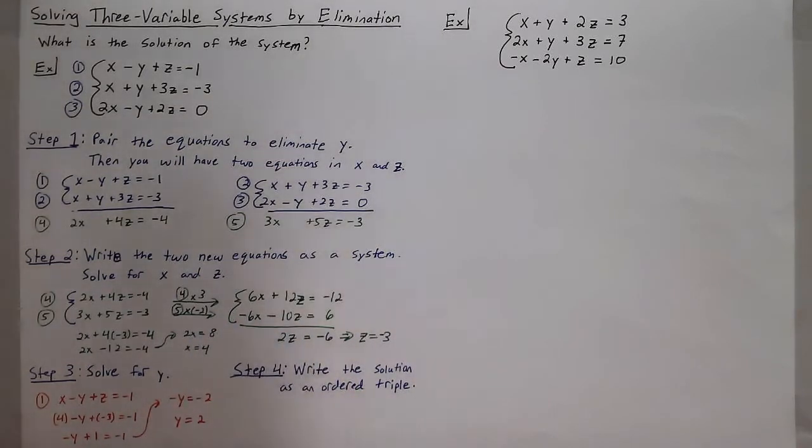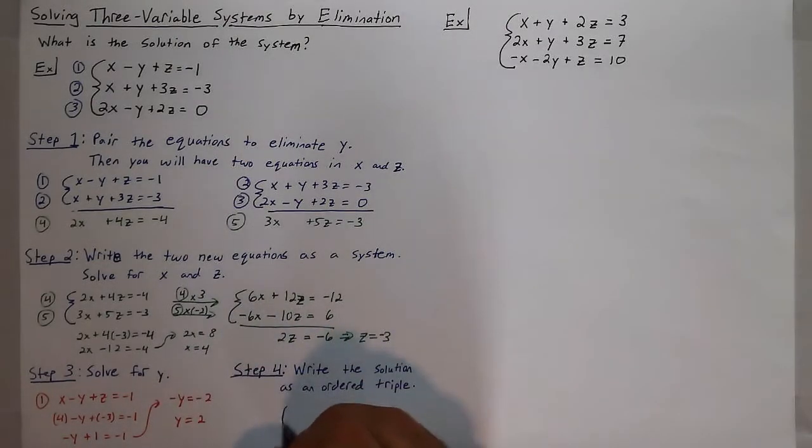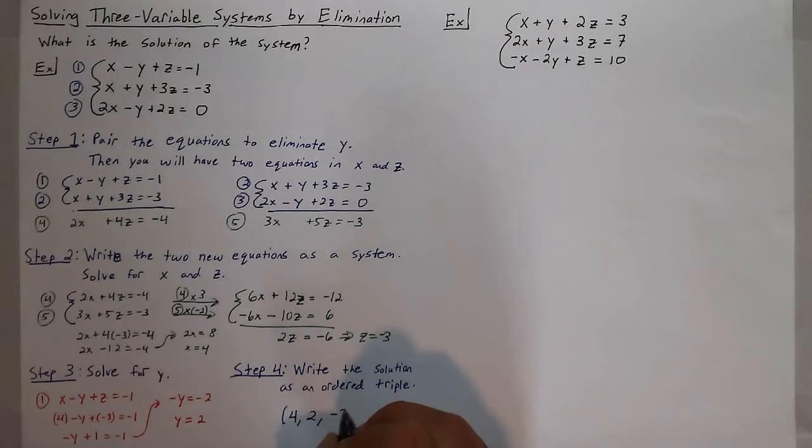And now I can write my answer as an ordered triple starting with x. So 4, 2, negative 3.